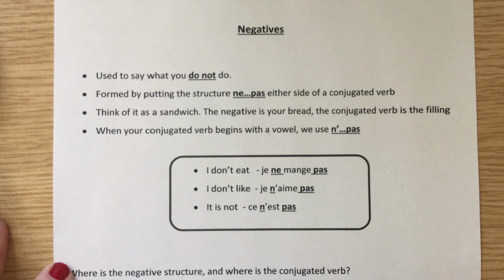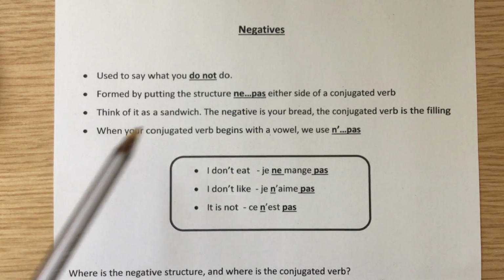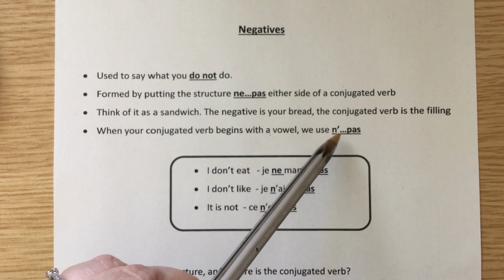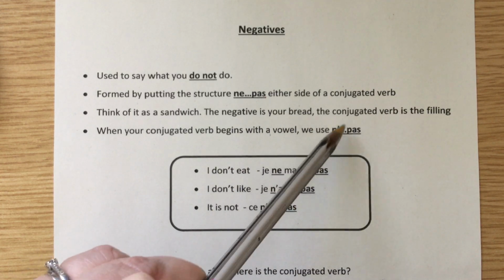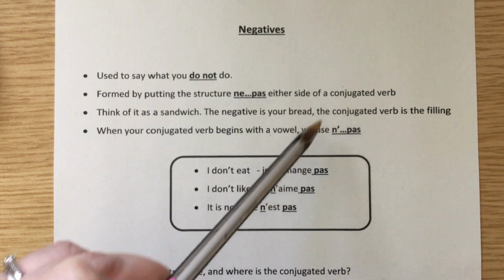Think of a negative as a sandwich. The negative structure is the bread that goes either side of the filling, which is your conjugated verb. When your conjugated verb begins with a vowel, there's just one extra thing to remember. We're going to use n apostrophe instead of ne, because as we know by now, in French they don't like to have two vowels next to each other.